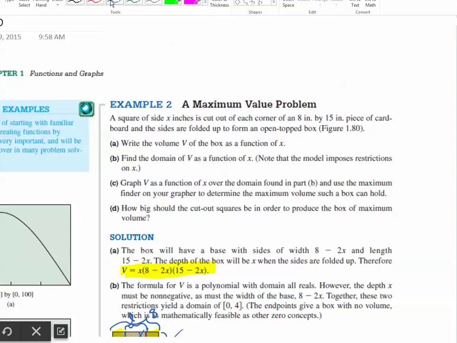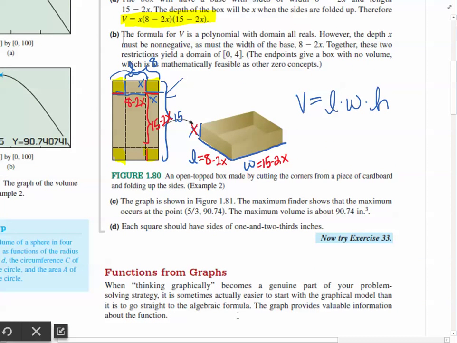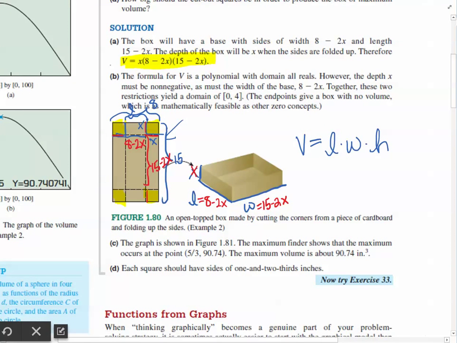I mean, the real domain of this situation is dependent on this box. X can't be anything. We can't cut out any size. Obviously, we can't cut out a negative length for X. And the other thing is we can't cut out anything more than 4 inches. Because if X is 4 inches and this whole thing is 8, then you're going to have nothing left here, right? You cut out the whole side.